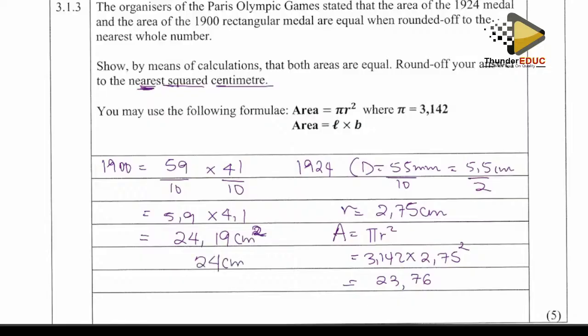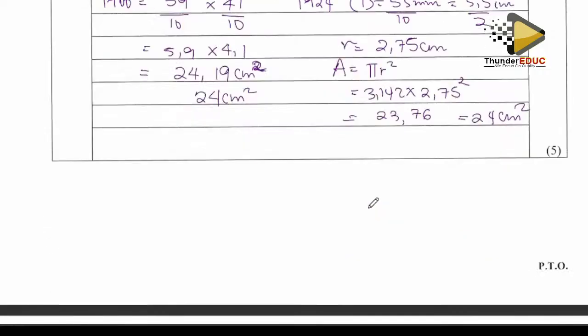24 centimeters squared. Also, when you come to this, the answer becomes 24 centimeters what? Squared. What did they say? Show by means of calculations. Yeah. They didn't want you to verify. So that's why the answer stops. So indeed, they are both 24.